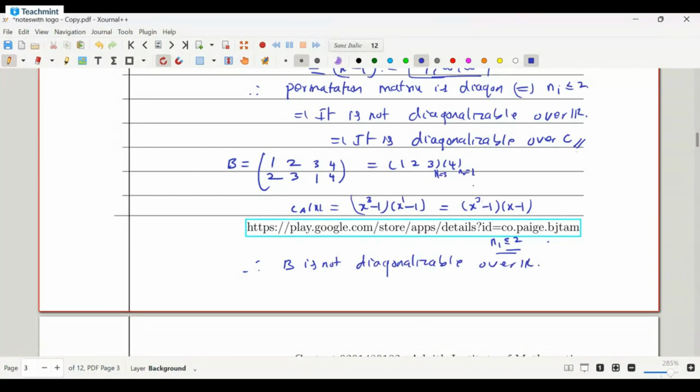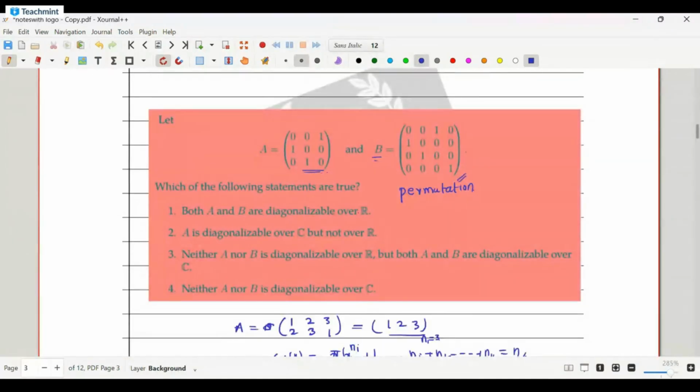So therefore both A and B are diagonalizable over R, as it said, so that is not true.